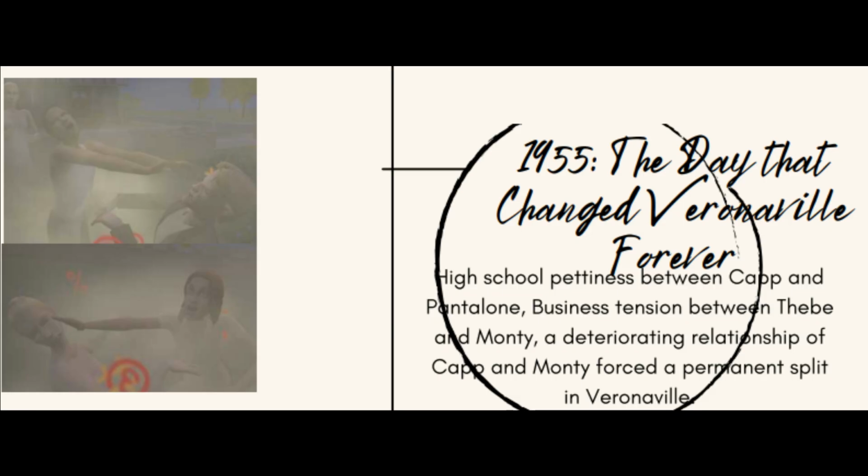And somehow Isabella took on the dislike of Consort and Contessa, even though she wasn't directly involved, though she also has deep ties to Veronaville due to being the only other one from this generation who was a part of the founding families. Any way you look at it, the business tension between the Thebe and Monty family, or Consort and Patrizio, a deteriorating relationship of Contessa and Patrizio essentially forced a permanent split in Veronaville. We're going to break this down into sections.